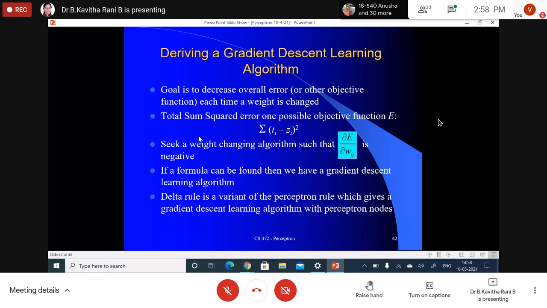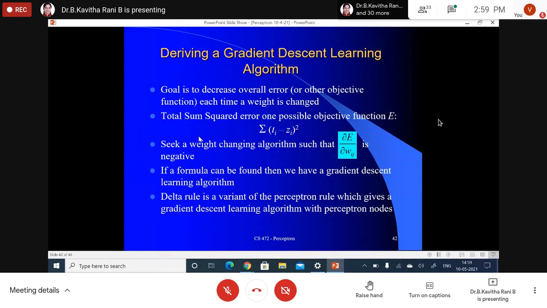So here, deriving a gradient descent learning algorithm, the goal is to decrease the overall error. We have to decrease the overall error each time the weight is changed. Different times we will be using weights at different places. When we are using that weight, we have to decrease the error. So this is our objective.